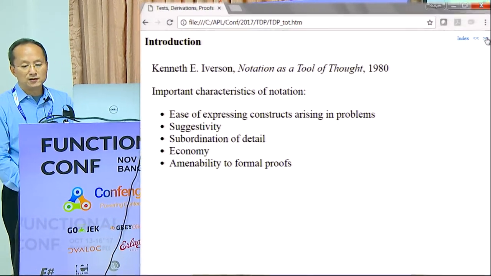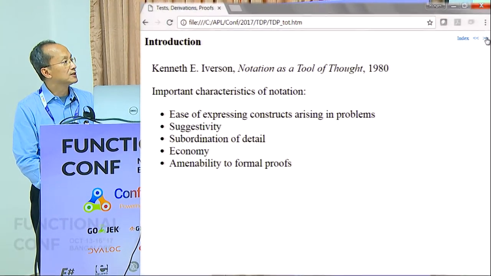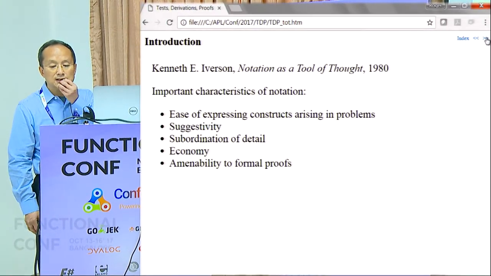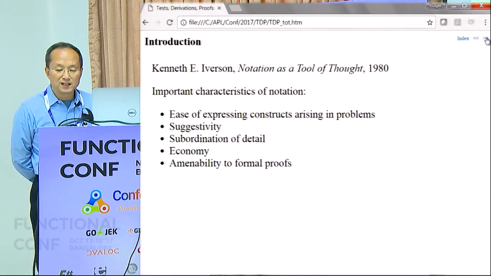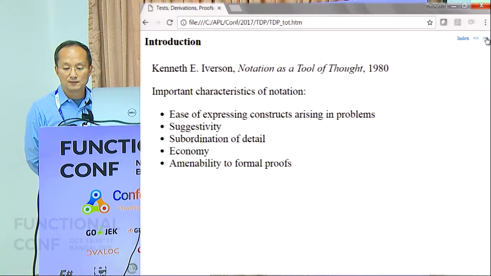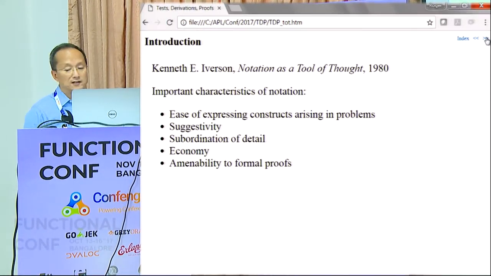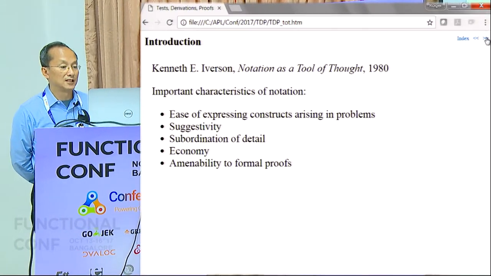We will illustrate these points using the language APL by showing some testing techniques, deriving program simplifications, and proving the correctness of some programs. These techniques are in daily use in real-world applications at Dialogue.